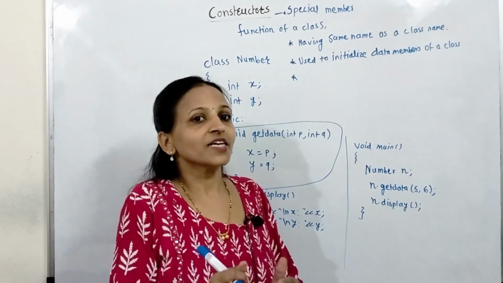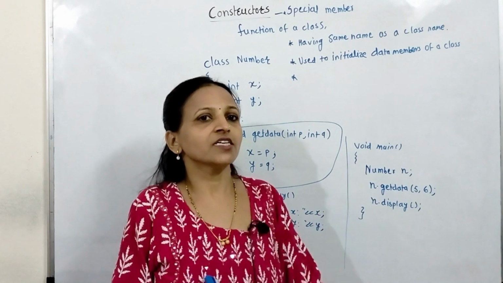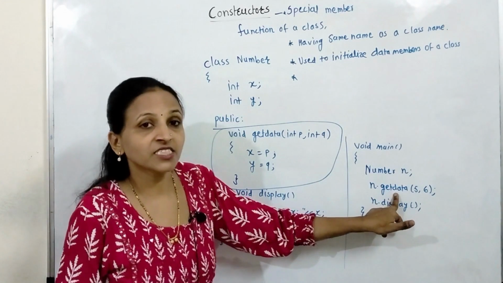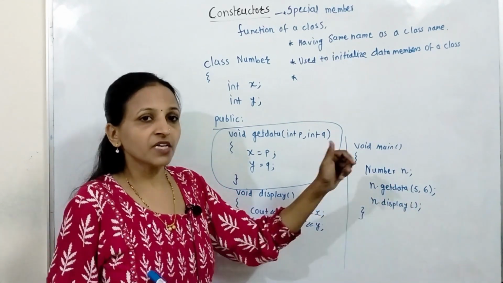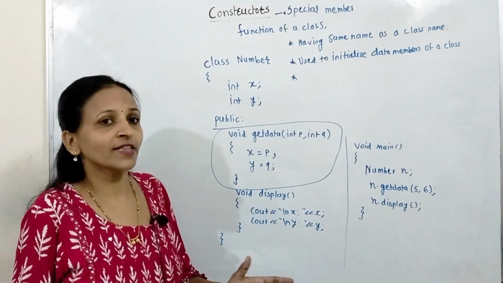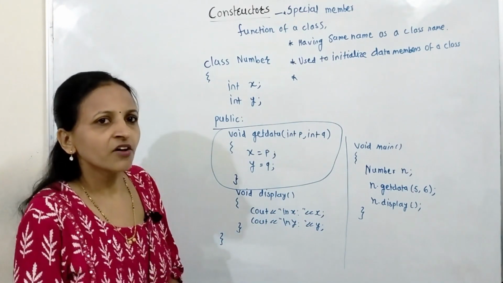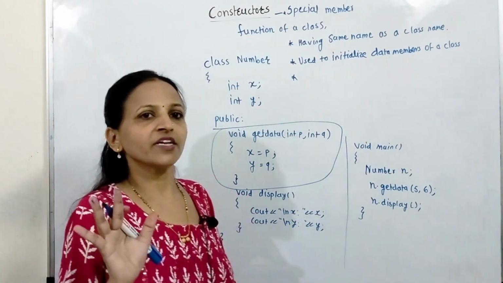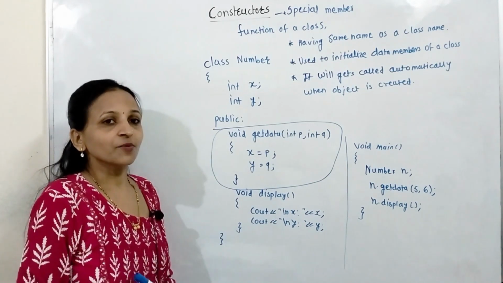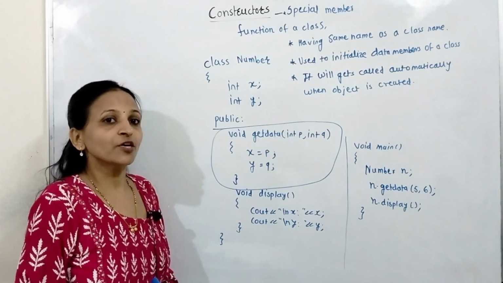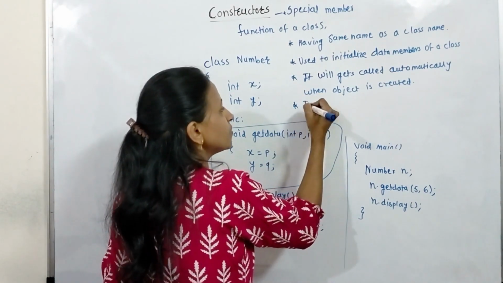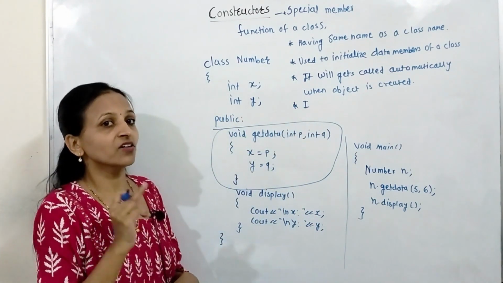Whenever an object of that class is created, the constructor will get called automatically. See here, we are calling the get data member function explicitly using object dot. But if we have written a constructor inside a class, there is no need to call it using object dot. Whenever we create an object, the constructor will get called automatically. And the last point is, it may have arguments but no return type, not even void.